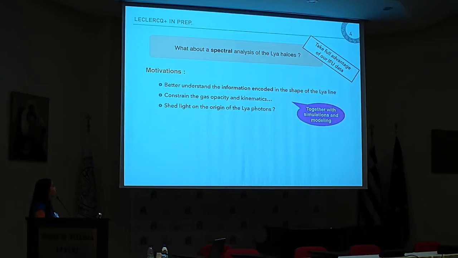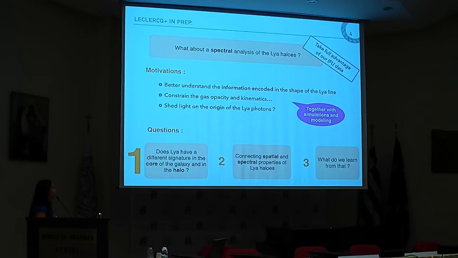So, motivations. Of course, to better understand the information which is encoded in the shape of the Lyman alpha line, and maybe shed light on the origin of those Lyman alpha photons, working together with simulations and modelers, as you can see with Jeremy's talk before the coffee break. I will address three main questions, but the central, most important one, the first one, is: are the Lyman alpha lines different in the core components and in the halo components?